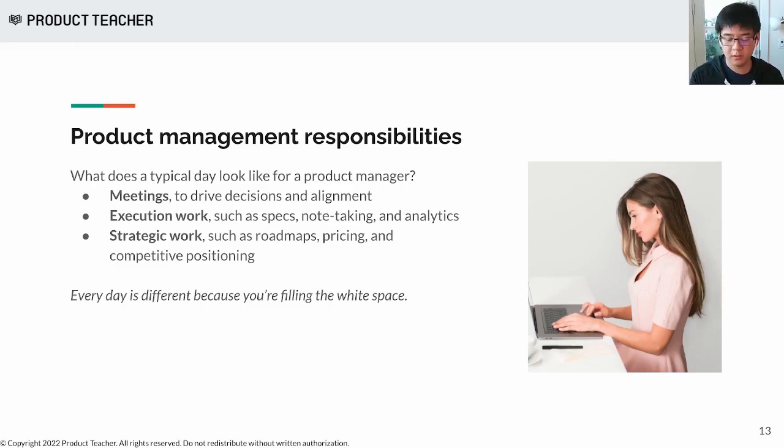So now we understand the three core kinds of responsibilities that product managers have. But that doesn't address my previous question, what does a typical day look like? Well, as much as I'd love to give you a specific percentage of meetings versus execution versus strategy, I wish I could tell you, oh, it's 30% meetings, 50% execution, 20% strategy. It's not. The thing is, product managers don't have standard day-to-days because we're inherently filling the white space.